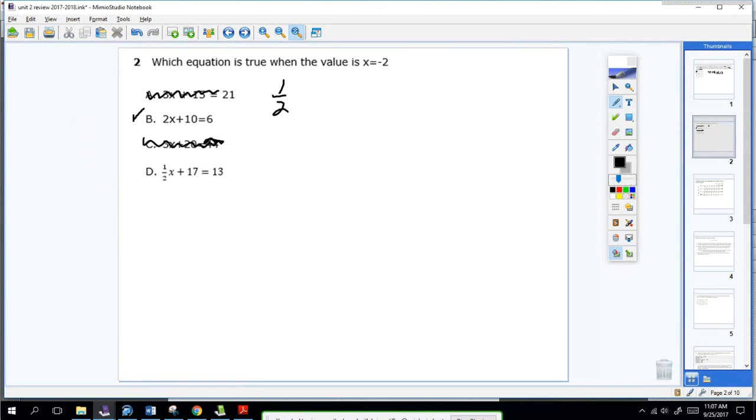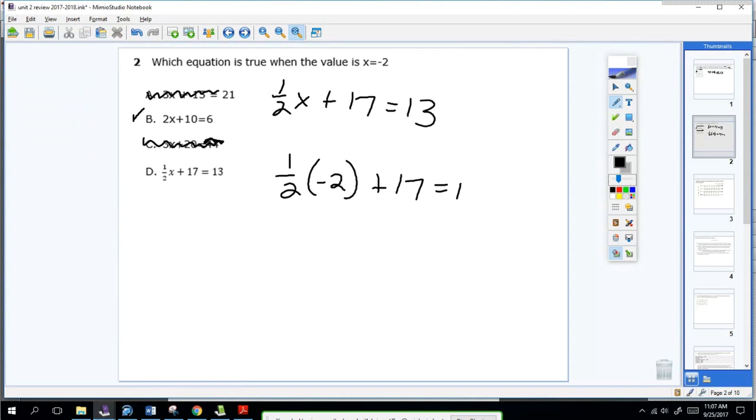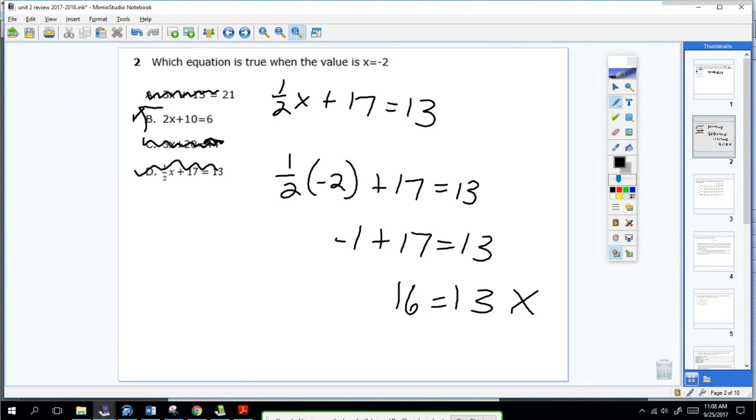Okay, go on to D. D is 1/2 x plus 17 equals 13. So we're going to do 1/2 times -2 plus 17 equals 13. 1/2 of -2 is -1, plus 17. -1 plus 17 is a positive 16. So 16 does not equal 13. So D is wrong, meaning B is our answer.